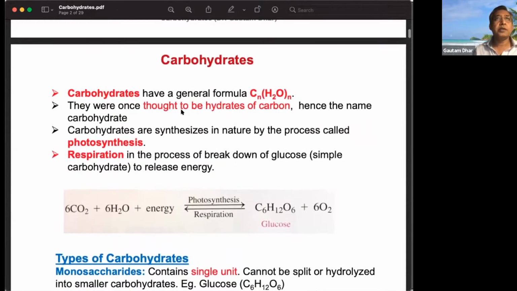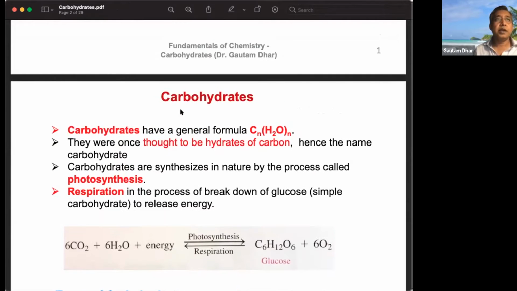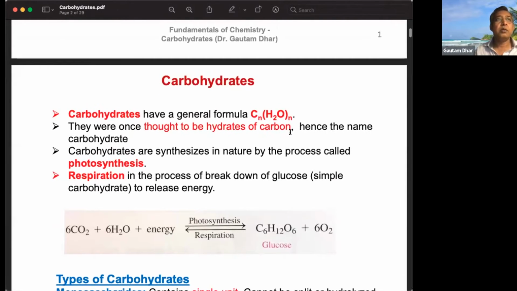So the carbohydrates, as the name suggests, a hydrate means water. As if for every carbon, we have one water molecule. So the general formula is CnH2nOn. They were once thought to be hydrates of carbon, and that's how they got the name.